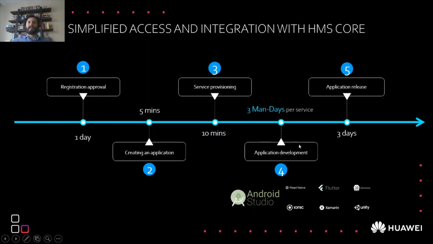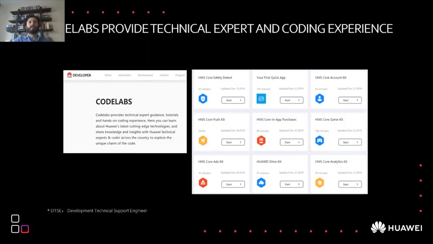After that, you will start integrating and writing code on your IDE, 3 man days per kit, let's say. And after that, you can release your application within 3 days of approval time. And we are also providing code labs on our website. For almost all the kits, we have code labs. Sometimes we have 2 code labs, for example, one for Java, one for Kotlin. So you can just learn step by step how to integrate the kits basically.